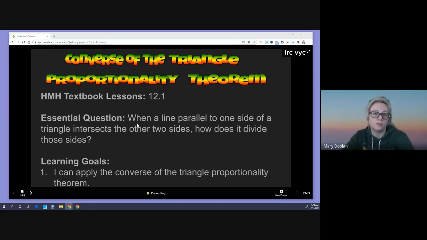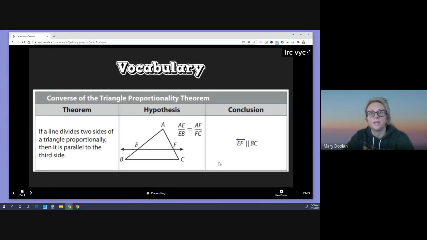Your essential question: When a line parallel to one side of a triangle intersects the other two sides, how does it divide those sides? Learning goal: I can apply the converse of the triangle proportionality theorem. This looks really similar to what I gave you for the triangle proportionality theorem, but here it is the converse. So basically it reverses the order.